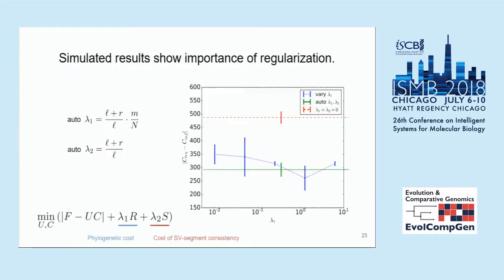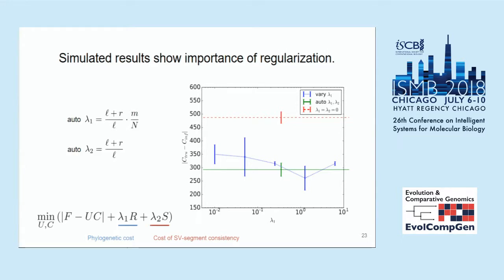Upon adding these terms, we see a significant increase in the closeness to the original copy number. Here, lower is better, as the y-axis is the L1 distance between the inferred and true copy number matrices.